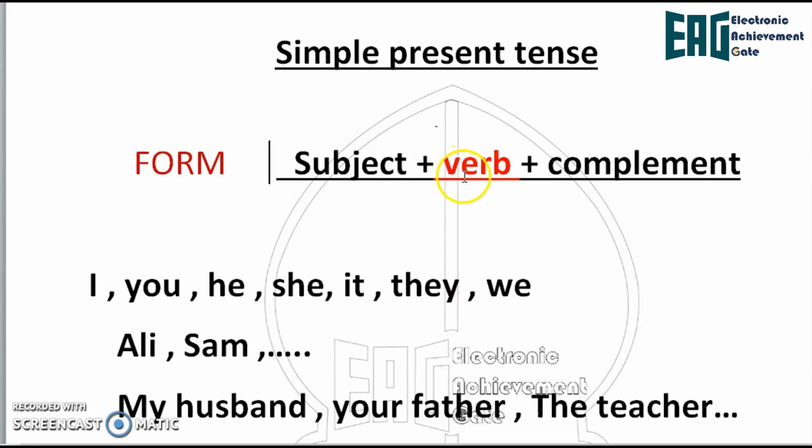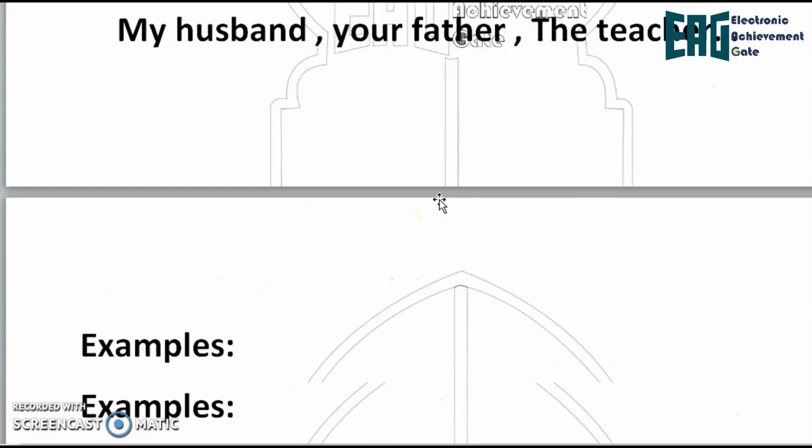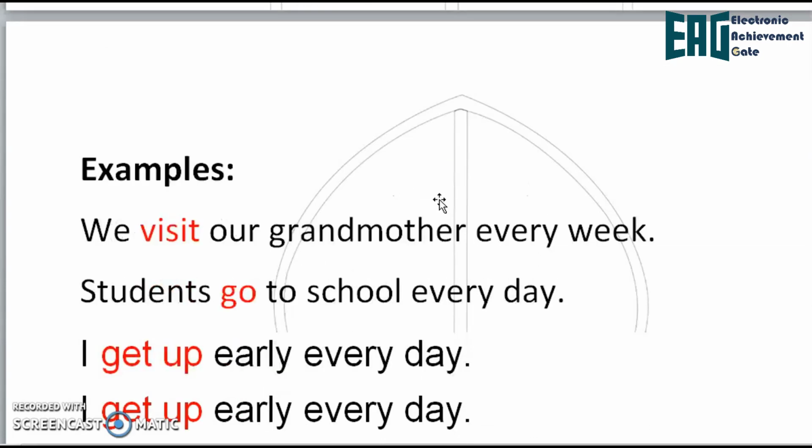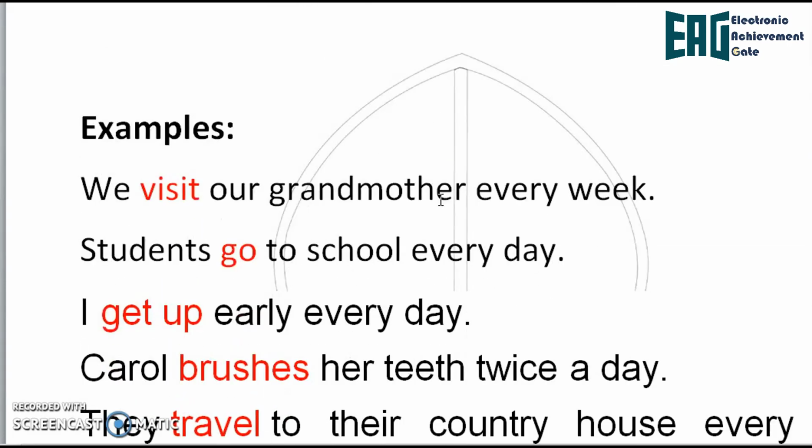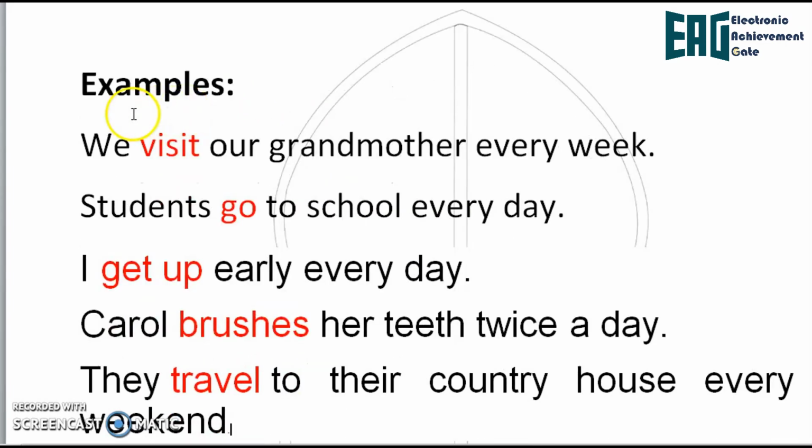We come to the verb. The verb, like this, in the examples, you will see some verbs. We visit our grandmother every week. Where is the subject? The subject here, we.